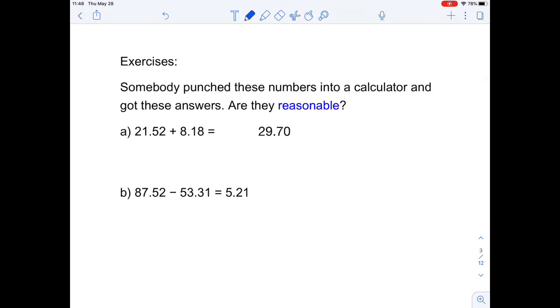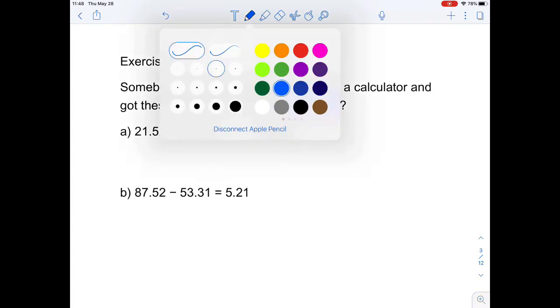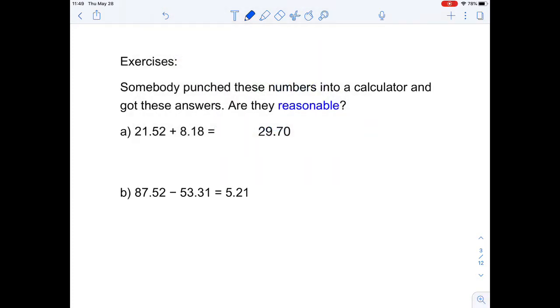So let's try some exercises. Somebody punched these numbers into a calculator and got these answers. Are they reasonable? So let's do some rounding. $21.52. We have 5 or more, so we're going to raise the score, so that's going to round up to 22. Here we have a 1, so we're going to let that rest as 8. 22 plus 8 makes 30. These answers are close, so yes, it is reasonable.